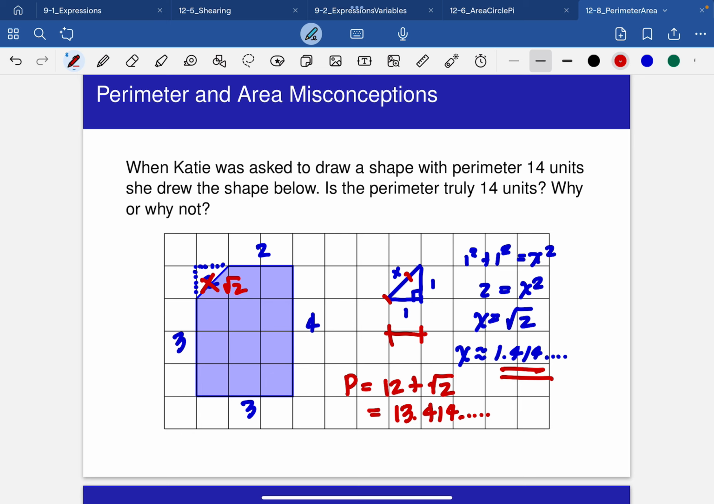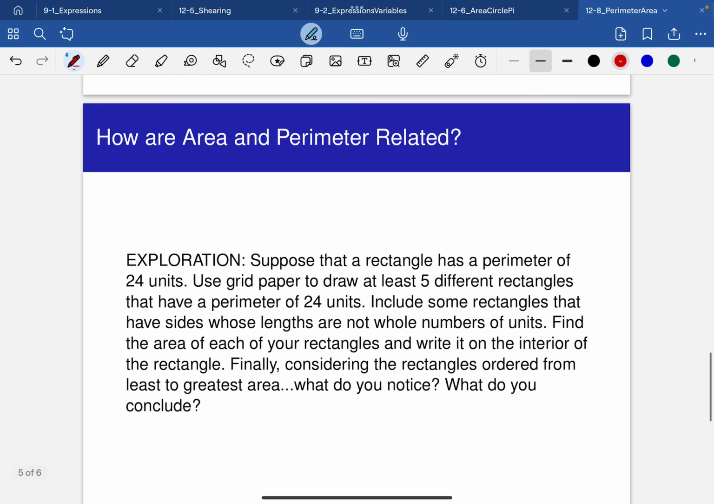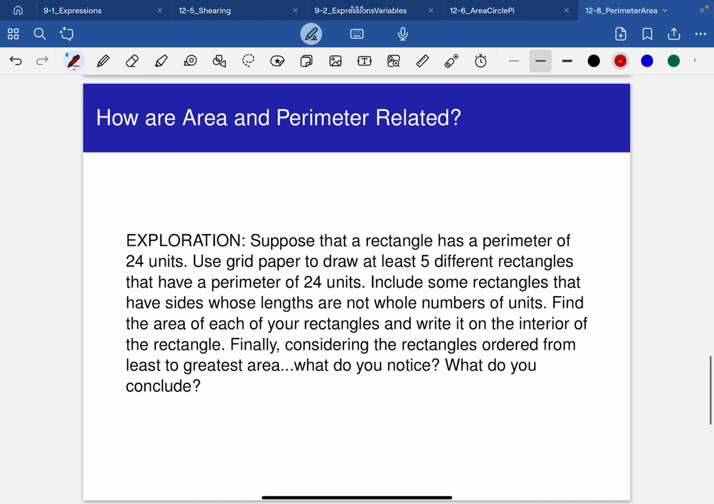All right, so those are 2 real common perimeter and area misconceptions. Let's get on to the real business of today, and that is how are area and perimeter related. So what I want you to do here is a short exploration. Let's just take a look at a rectangle that has a perimeter of 24 units. If we suppose that a rectangle has a perimeter of 24 units, what can we say about its area?